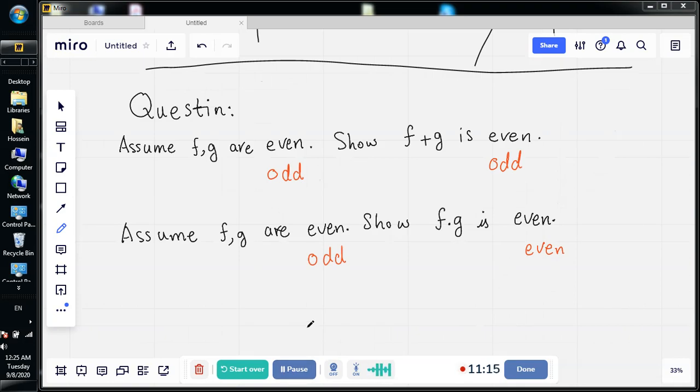I want to finish this video with this question. Assume f and g are two even functions. Show that f plus g is an even function. The same for odd. Assume f and g are odd functions. Show that f plus g is an odd function.